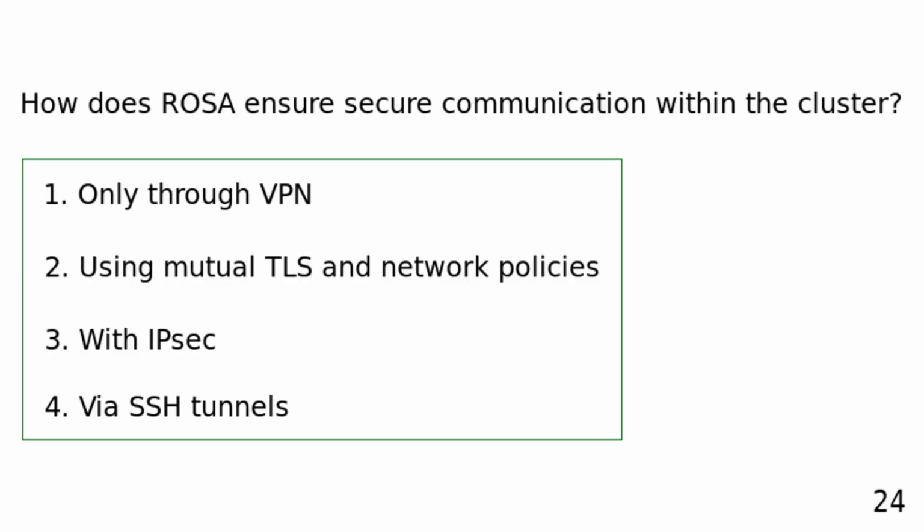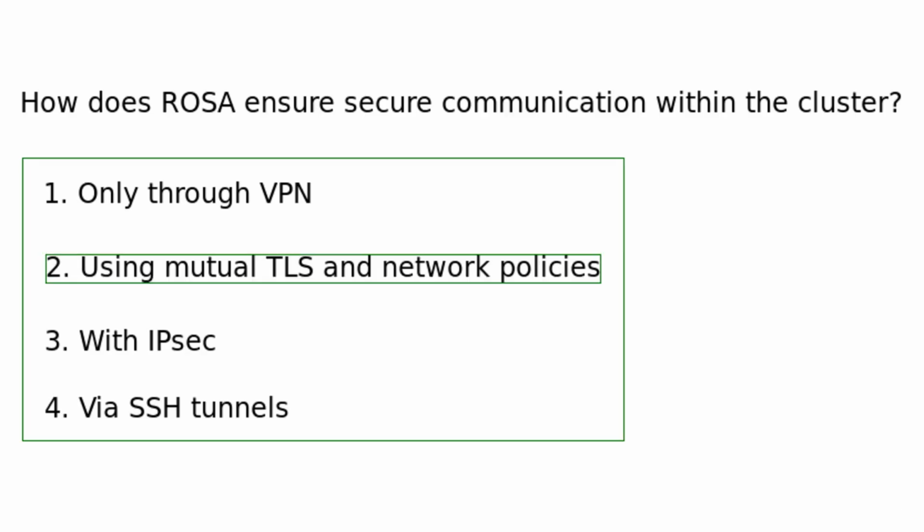How does ROSA ensure secure communication within the cluster? Only through VPN. Using mutual TLS and network policies. With IPsec. Via SSH tunnels. ROSA uses mutual TLS for service-to-service communication and network policies for further security.